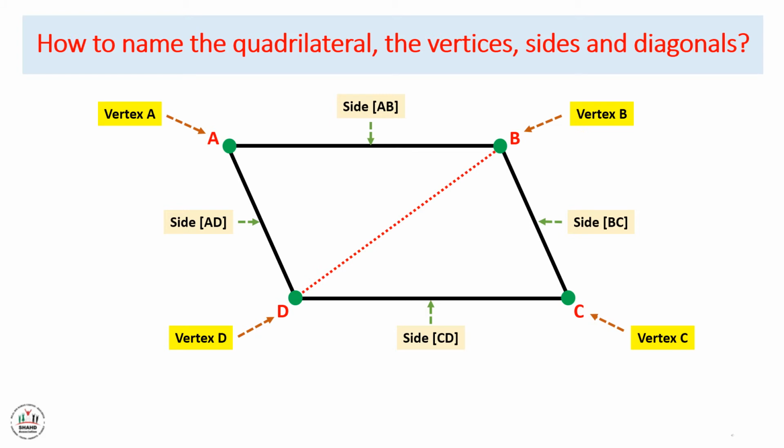Also I have two diagonals. First diagonal BD or DB, second diagonal AC or CA. So we have two diagonals in this quadrilateral shape.